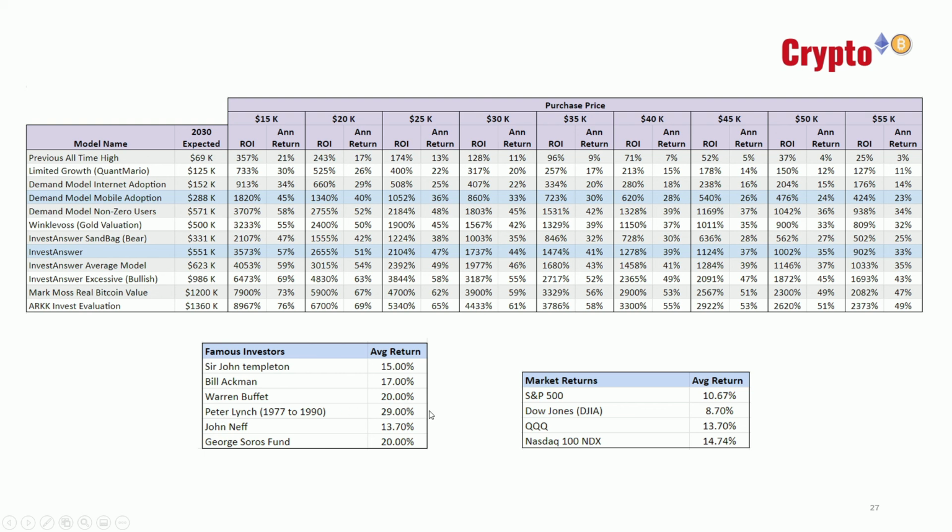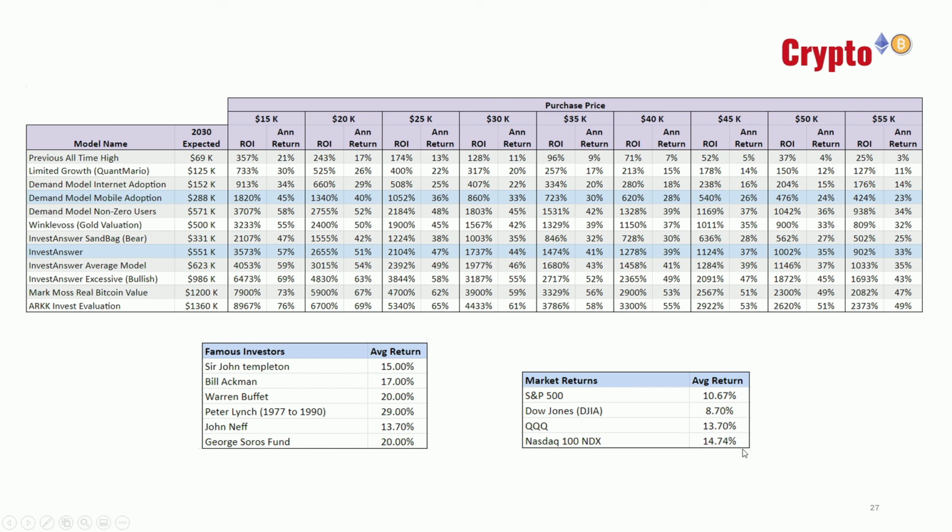Peter Lynch managed the Magellan Fund from 1977 to 1990, and he had a 29% return. Again, even the most renowned investors of all time, over a long period of time, cannot get close to a 40% annualized return. So if Bitcoin comes close to 288,000, it would be phenomenal returns. I also added the previous all-time high. So let's say Bitcoin just gets to the previous all-time high of 69,000 by 2030. You will still get a 17% return if you bought Bitcoin at today's valuation. That is way better than the S&P 500.